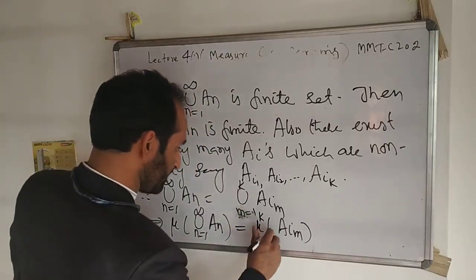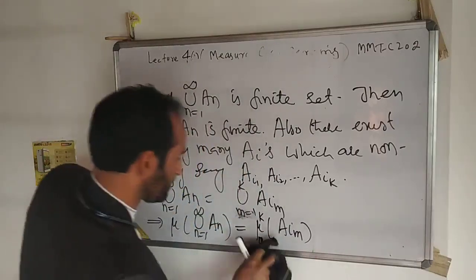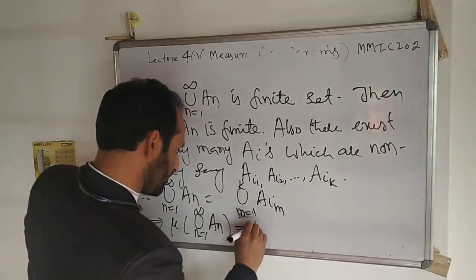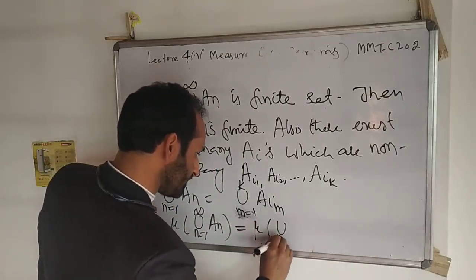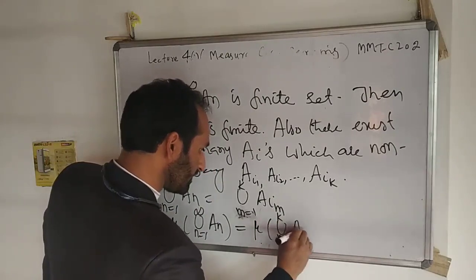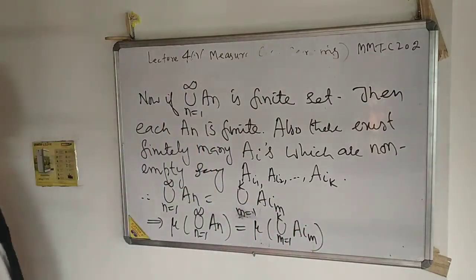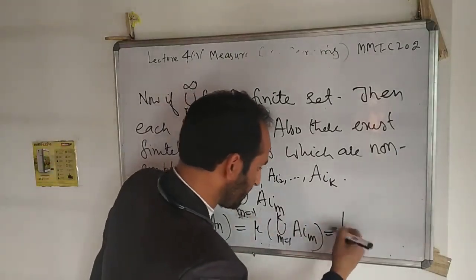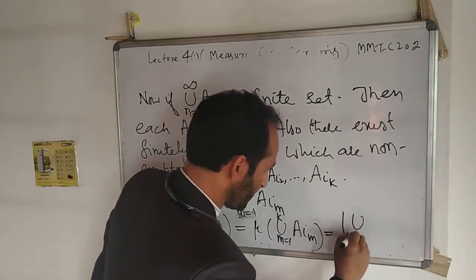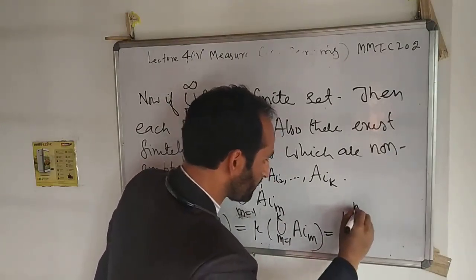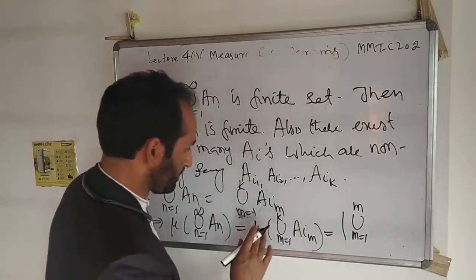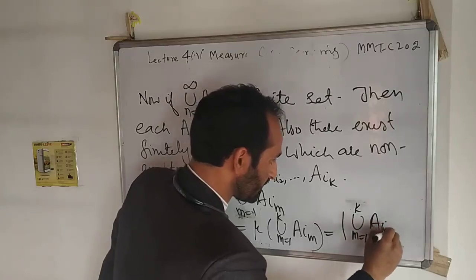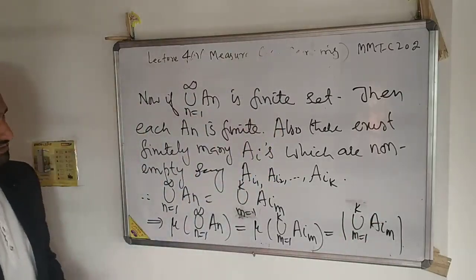It's equal to mu of the union of Aim, m running from 1 to k. And that set is a finite set, so it's equal to the cardinality of the set, the union of Aim, m running from 1 to k. That is the number of elements in this finite union.